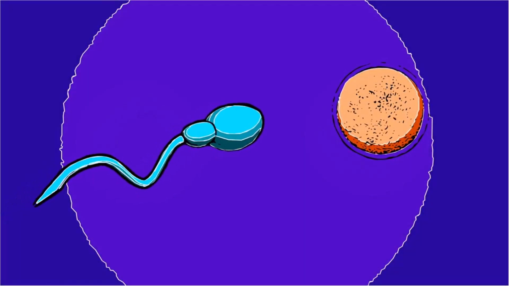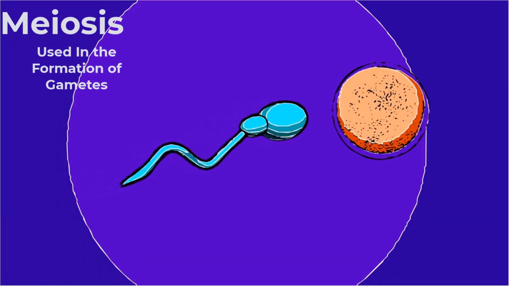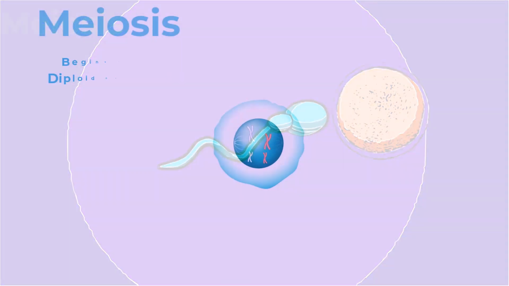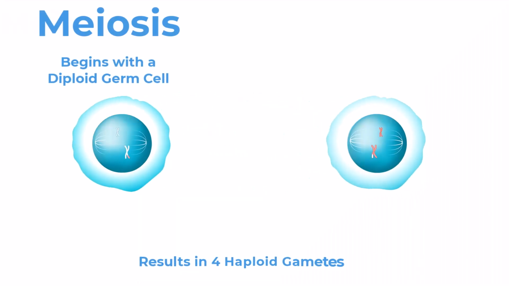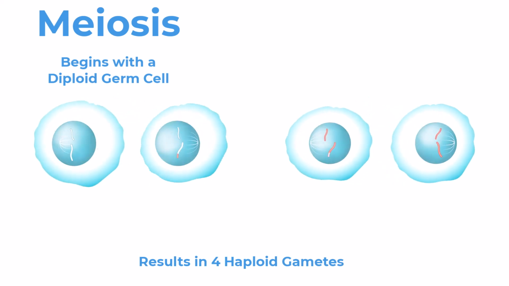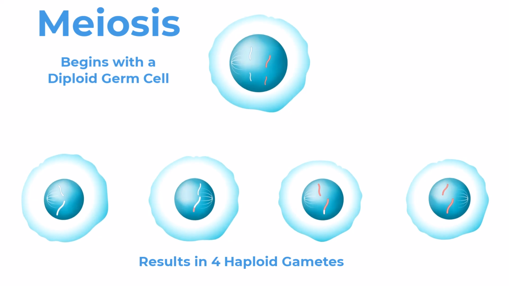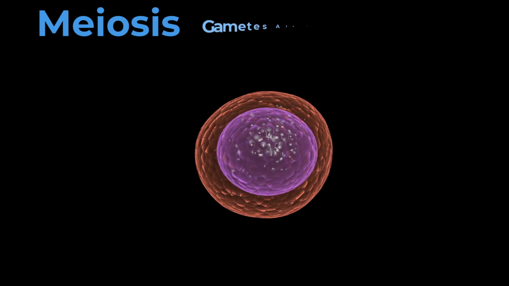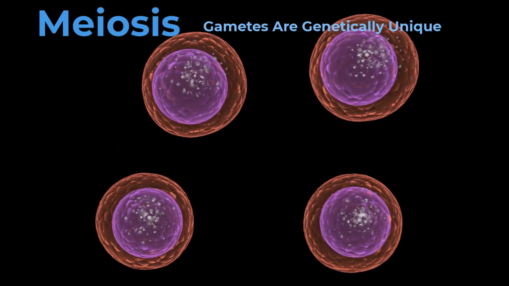In contrast, meiosis occurs in the formation of the gametes, which are eggs or sperm. Meiosis starts with a diploid parent cell and results in 4 haploid gametes. In other words, there is a reduction in chromosome number by 1/2. Gametes are genetically different from the parent cell and from one another.